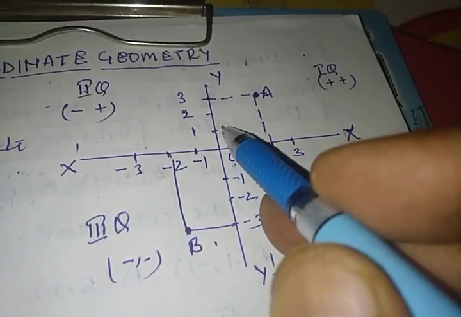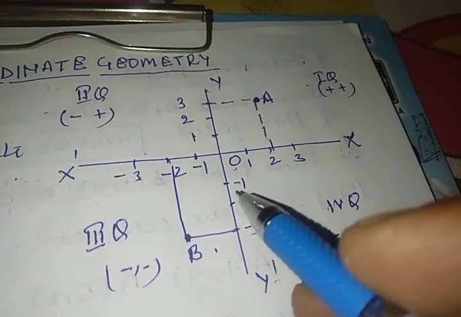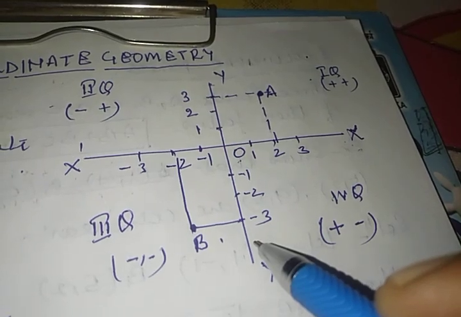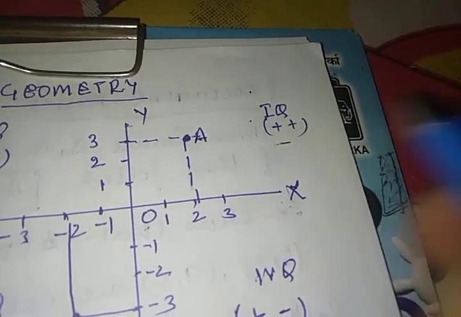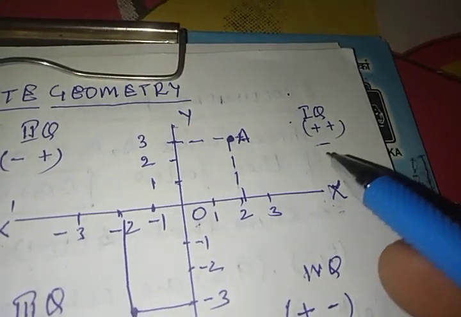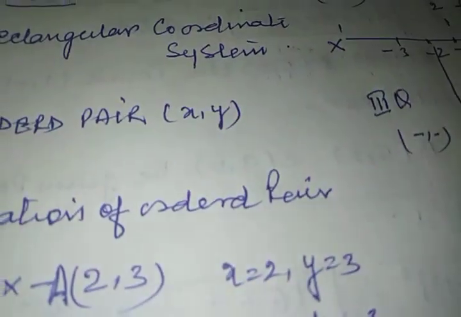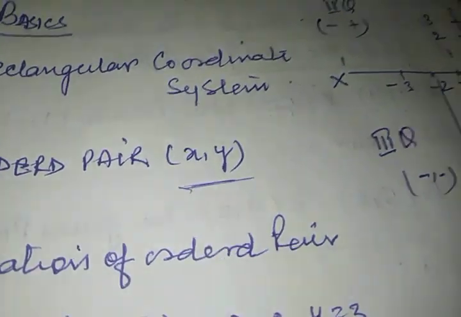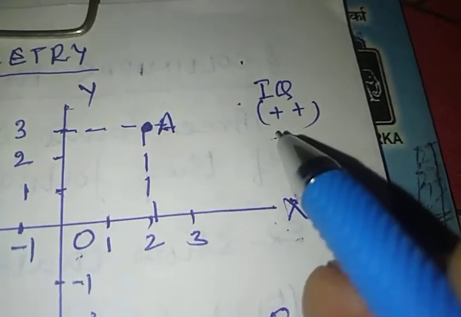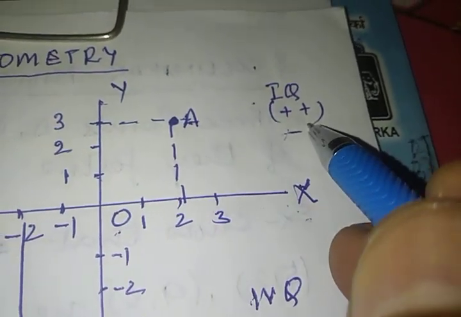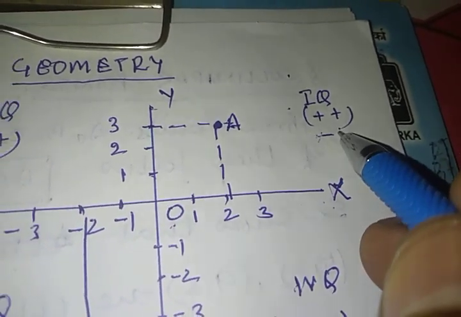So here y is positive on the upper side, and the lower side is negative. So this is -1, -2, -3 like this. This is called your first quadrant. And the sign of x and y, the ordered pair is x and y. Here in the first quadrant, x will be plus, y will be plus. The sign of x and y will be plus, plus.